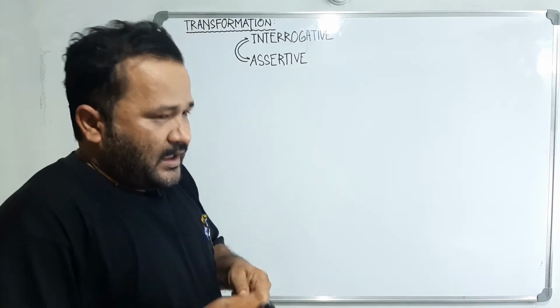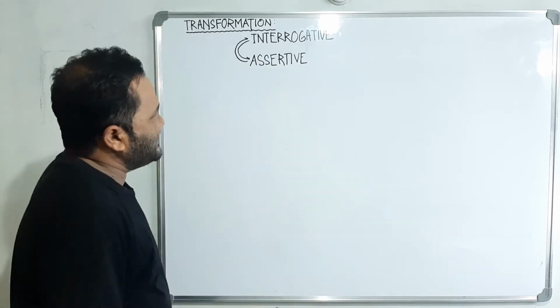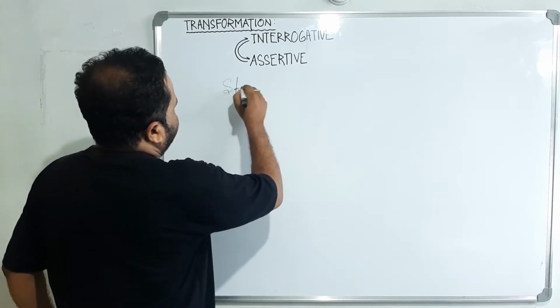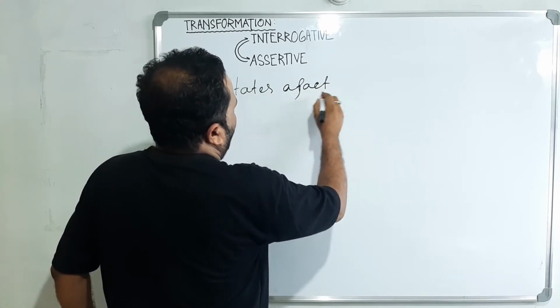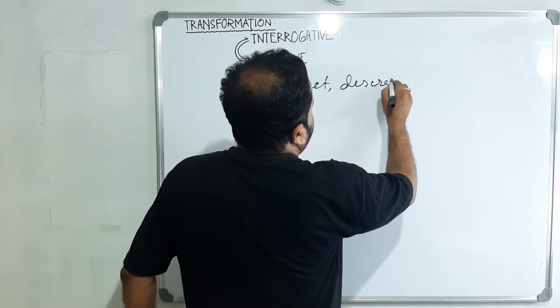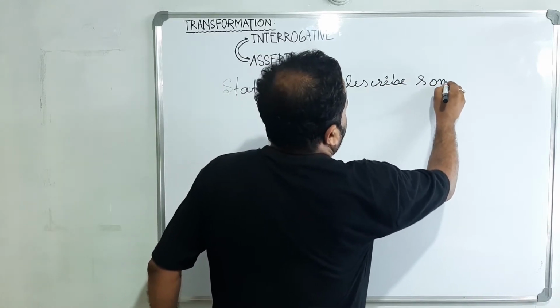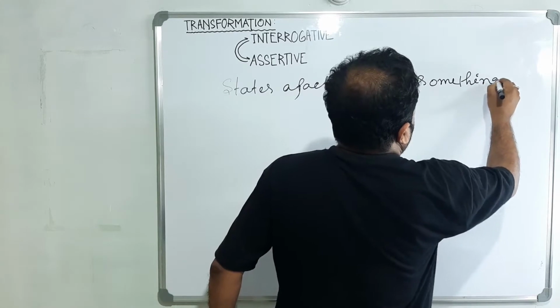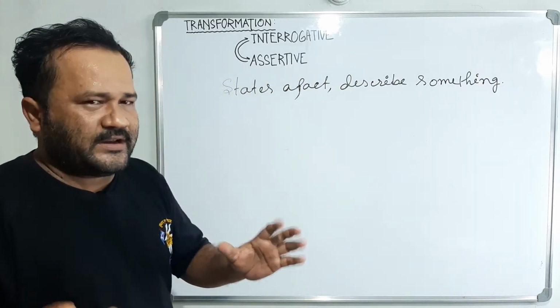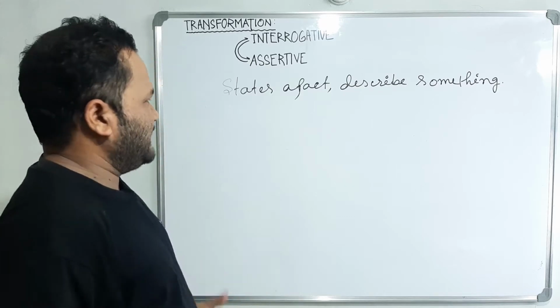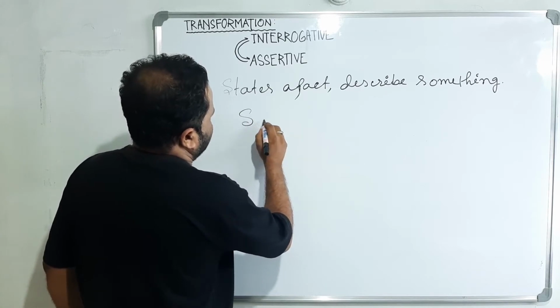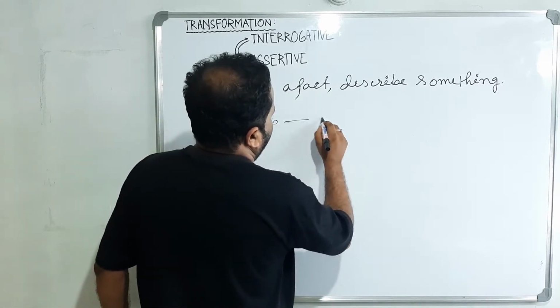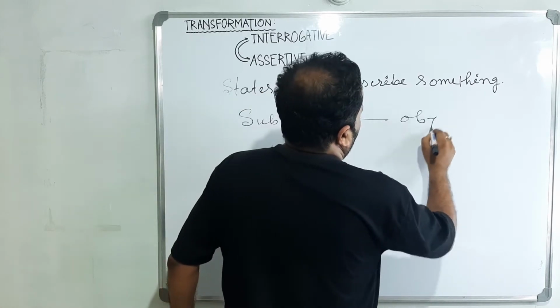Now, what is an assertive sentence? An assertive sentence is a sentence that actually states a fact or describes something. It simply states a fact. Okay. Now, what is the structure of an assertive sentence? Generally, the structure of an assertive sentence is subject, main verb, and object. Okay.